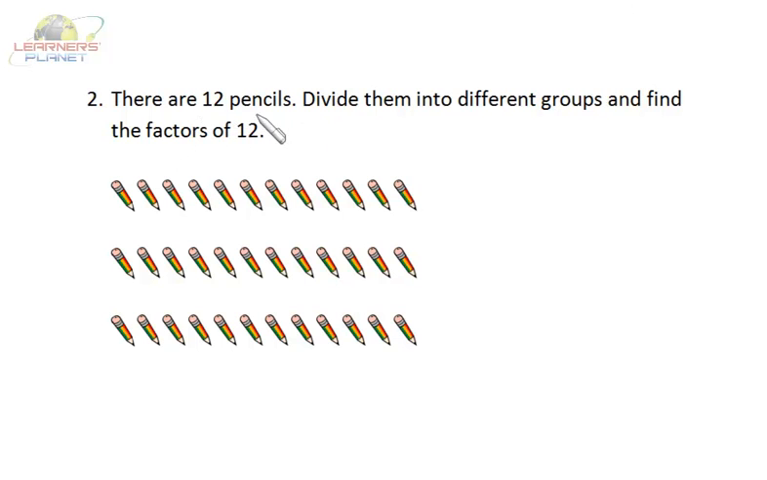There are 12 pencils. Divide them into different groups and find the factors of 12. Now let's begin with 1 and see whether we can distribute one pencil to 12 students or not. Okay, so it is 1, 2, 3, 4, 5, 6, 7, 8, 9, 10, 11, 12. That means I can distribute one pencil to 12 students. Okay. So 1 is the factor of 12.